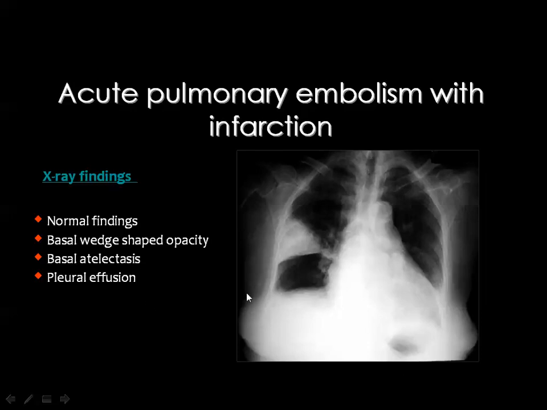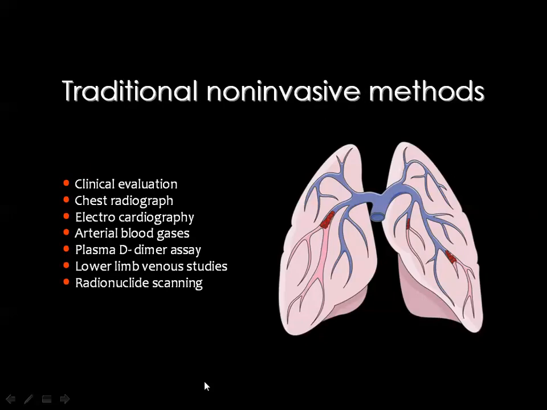Considering the chest radiograph, the X-ray findings in a patient of acute pulmonary embolism may be absolutely normal, or it may show a wedge-shaped opacity like this one, which is referred to as the Hampton hump configuration, with the apex pointing medially and the base is towards the chest wall. Or you may find some basal atelectasis, and also you may see pleural effusion.